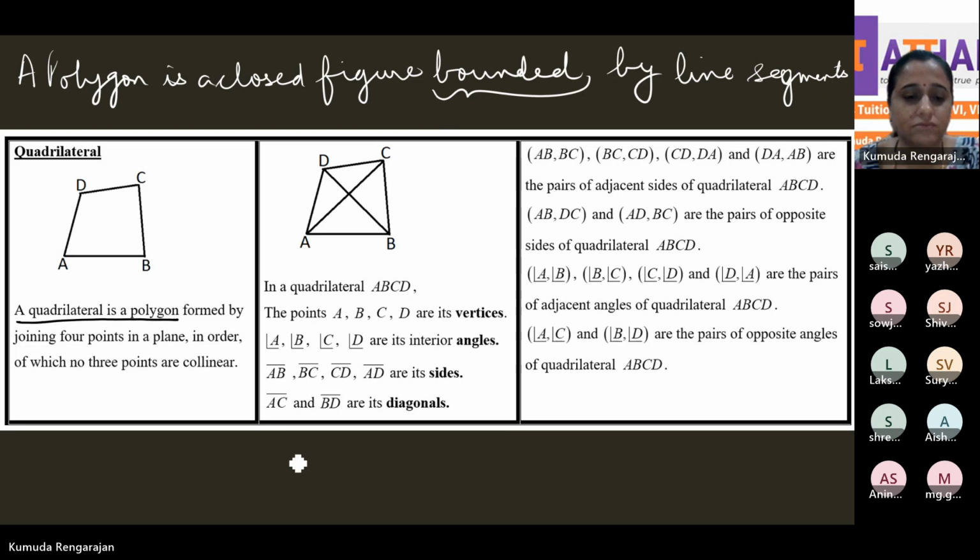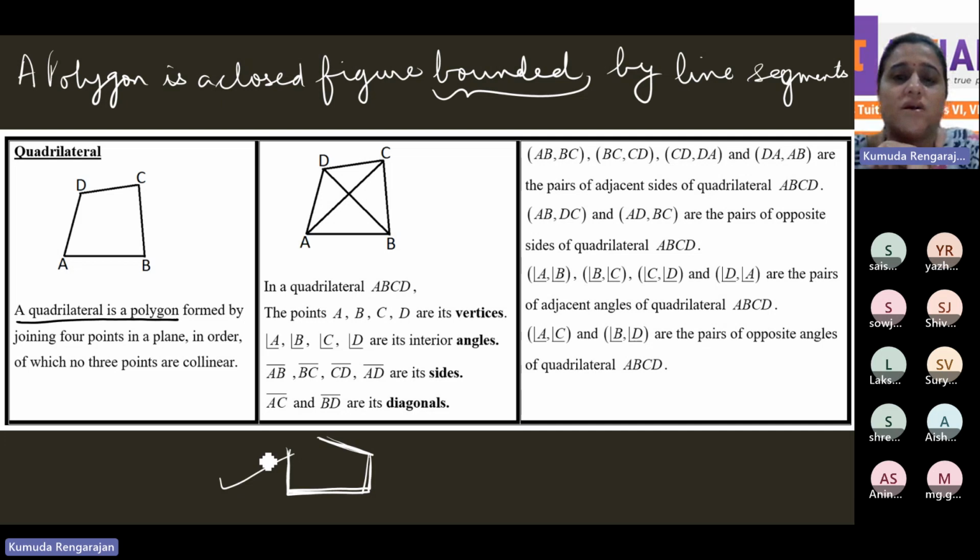Now, this figure is made up of line segments. 1, 2, 3, 4 line segments, but it is not closed. So it is not a polygon. There are two conditions needed to be satisfied for a figure to be called a polygon. It should be a closed figure. Also, it should be made up of only line segments. So it should be closed as well as made up of line segments.